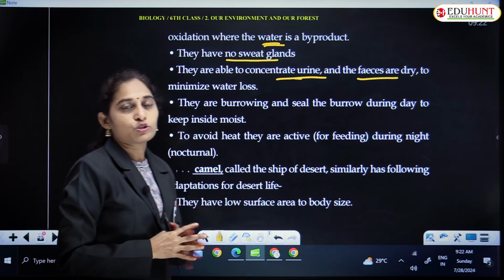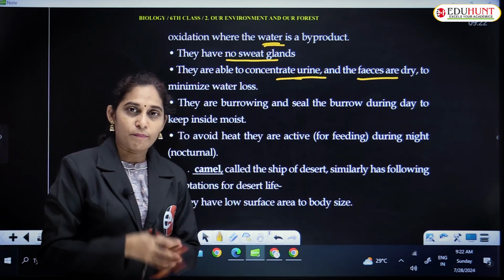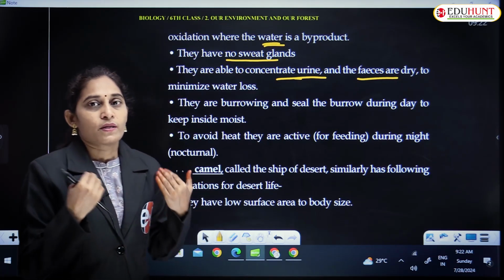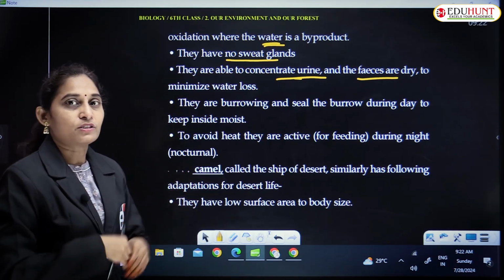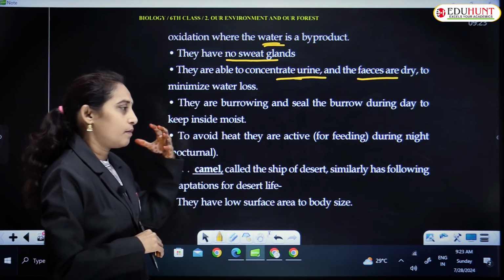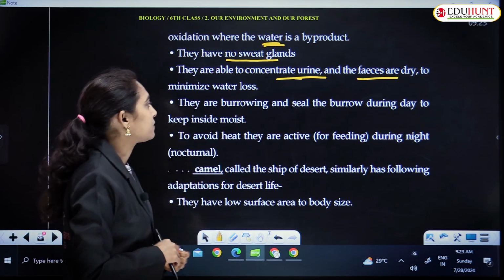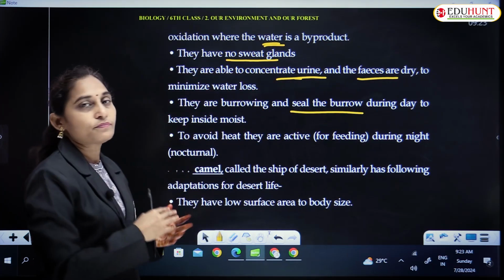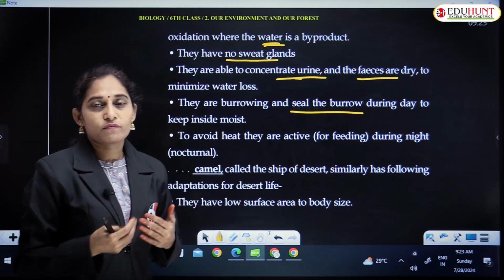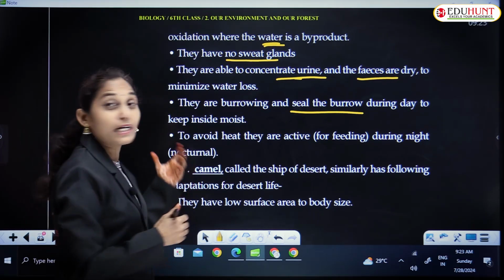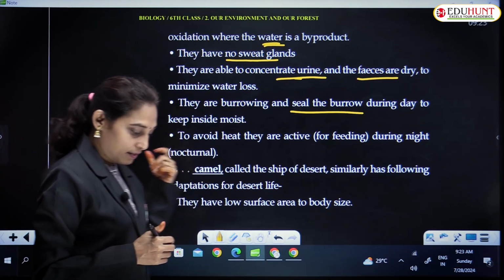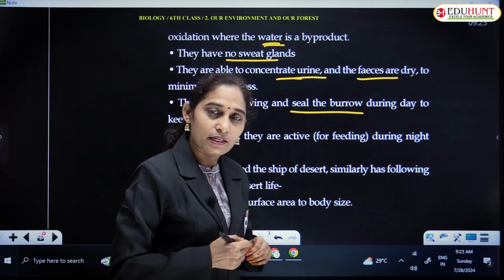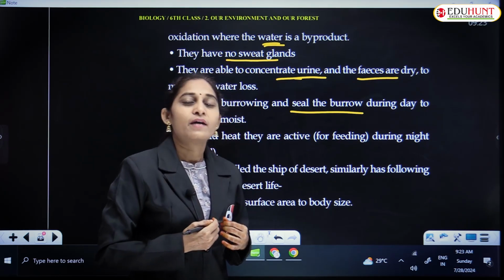And they usually live in the burrows. By burrowing the sand, they live in the burrows. And the temperature present in the burrow is lesser than the external temperature. They seal the burrow during the day and come out of that burrow during night. And nocturnal in nature: if the animals are active during night they are called nocturnal, and if they are active during daytime they are called diurnal.